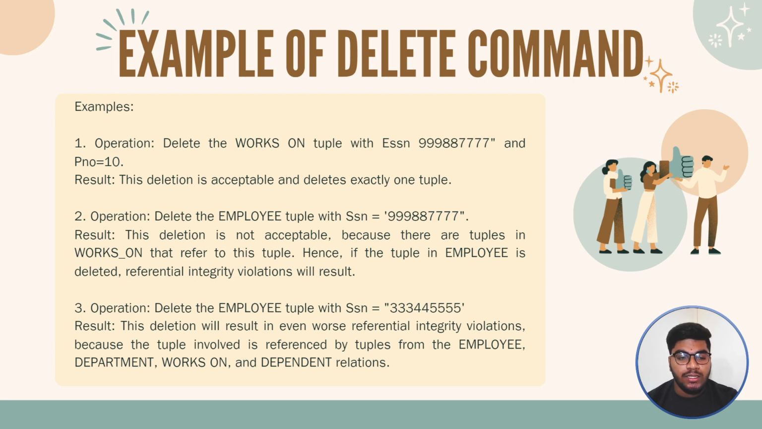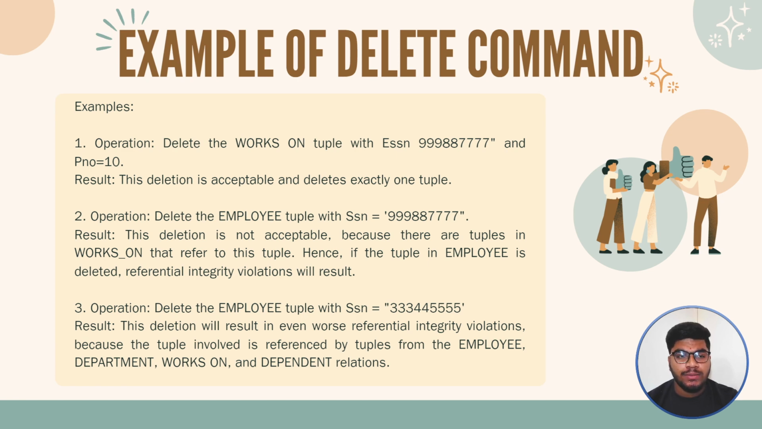In the third operation, we can see that the deletion will result in an even worse referential integrity violation, because the tuple involved is referenced by tuples from the employee, department, works_on and dependent relations. Here also it violates referential integrity, so the deletion operation is rejected. These are some examples of the delete command.